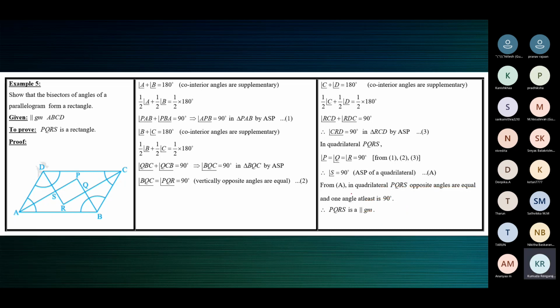Yes, children, write down. Just make this one rectangle. Just quickly write down example 5.